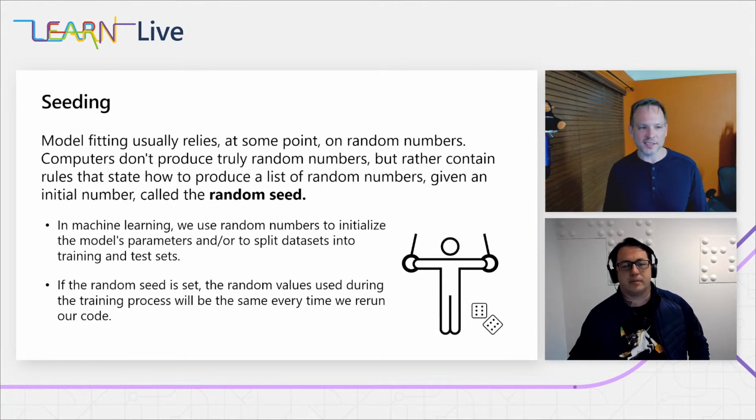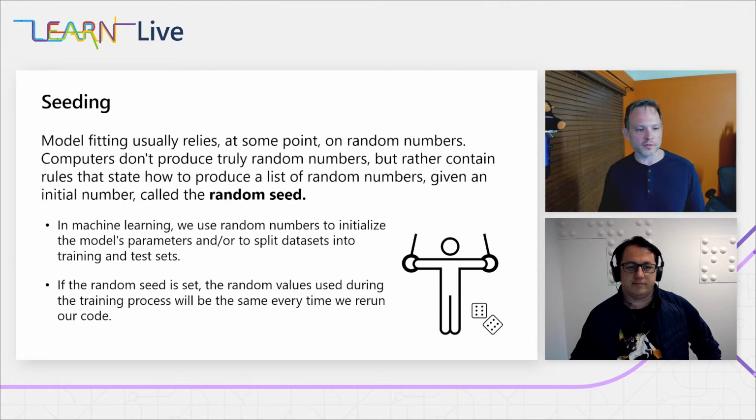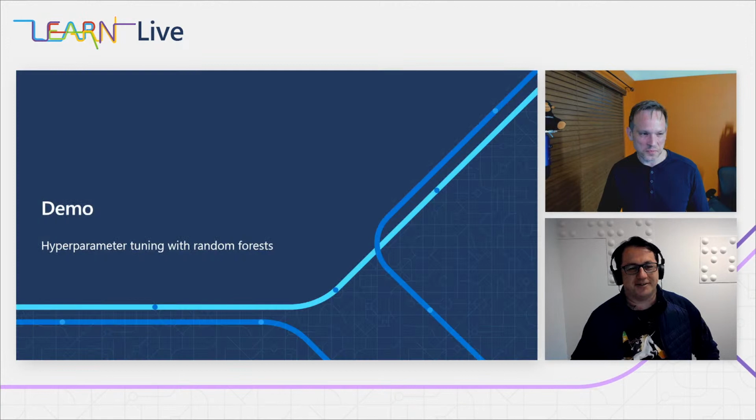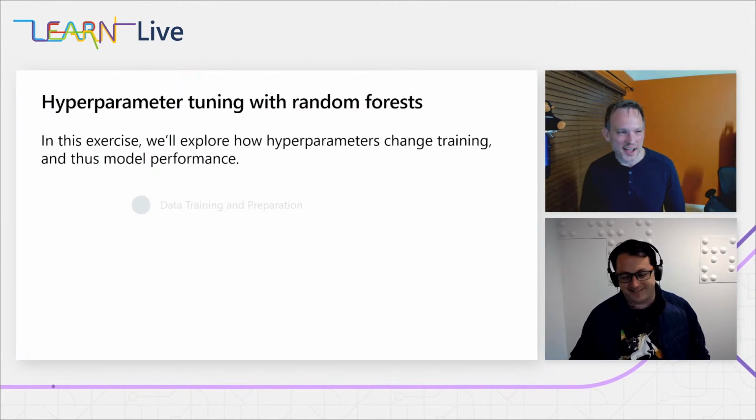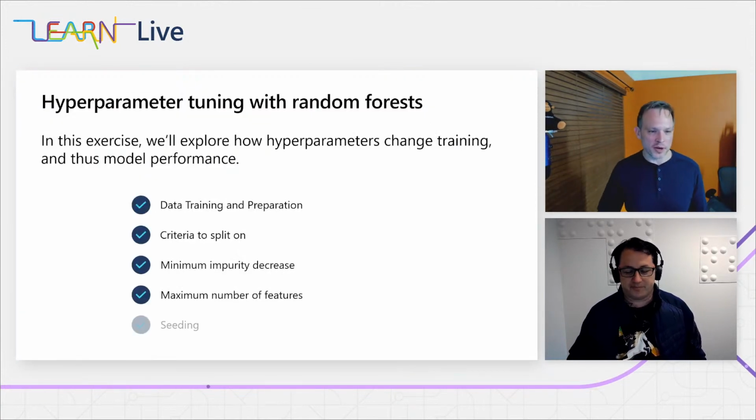Whether or not you really want to call this a meaningful hyperparameter, I'm a little on the fence, but we have it here. Yeah, random seed. I'm not a fan of having something as a parameter that is kind of down to luck. Yeah, exactly.